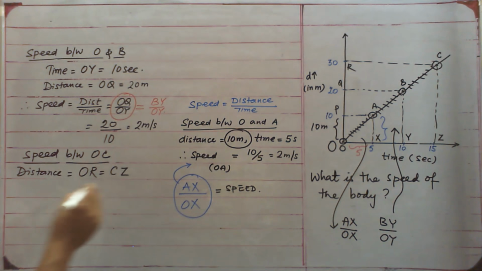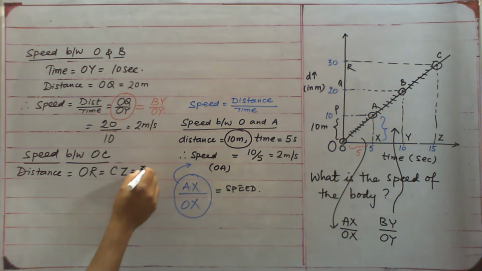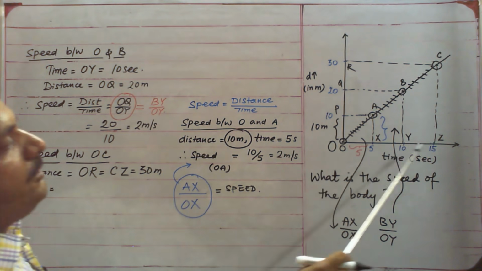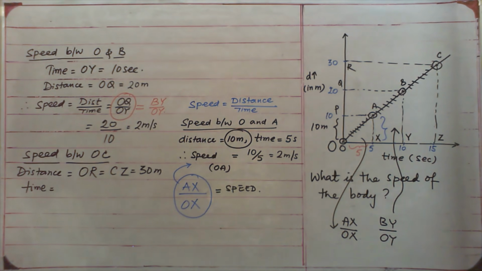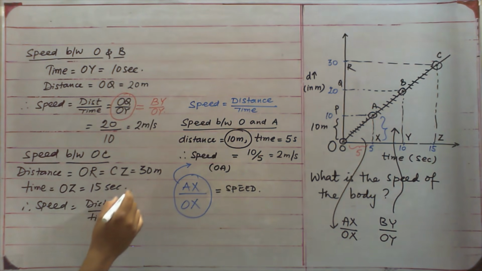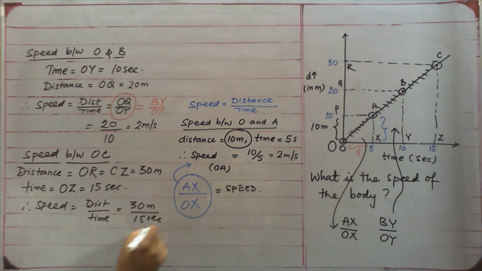And what is the time? Distance is how much? 30 meter. And the time is, what is the time here? O to Z. So it is OZ. And this is nothing but 15 seconds. Therefore, speed is equal to distance by time, and the distance is 30 meter and the time is 15 seconds. So we get 2 meter per second.